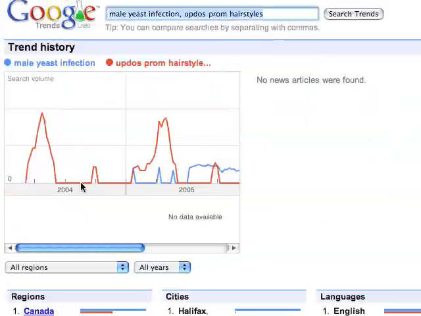But obviously there are periods of time in the year when there is no traffic at all, and that's because the traffic associated with this key phrase is highly seasonal, and it's related to the prom seasons. Now, this is assuming that we hold a good ranking for the broad match of updos prom hairstyles.